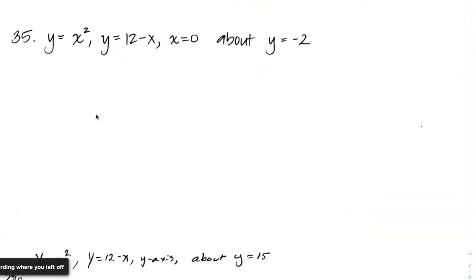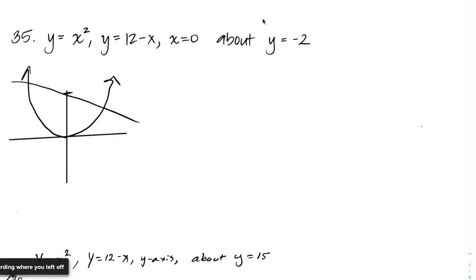So the next one, we have y equals x squared, y equals 12 minus x, x equals 0, about y equals negative 2. So again, we're doing some more where we're spinning around not just the x-axis or y-axis. So we have x squared, looks like that. We have 12 minus x, so start at 12 and have negative slope. And we have x equals 0. So that's going to be like this region right here. x equals 0 just means you don't go past this guy. That's all that means.